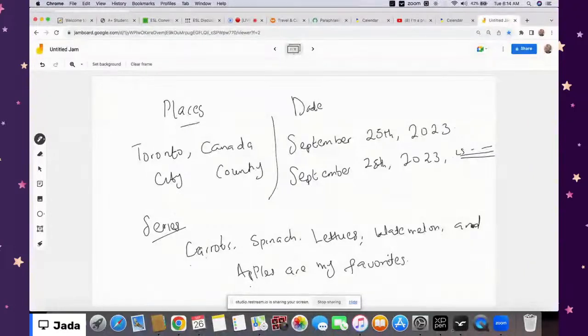And then we have the coordinating conjunction, which is and here, and apples. So this one is the serial comma. Yeah, we talked about this, this is the serial comma, and then this is the coordinating conjunction. So you do not put a comma after apples. No, you put a comma before apples, just after the watermelon, and that should be the last comma. Okay, so that's basically it for places, dates, and series.